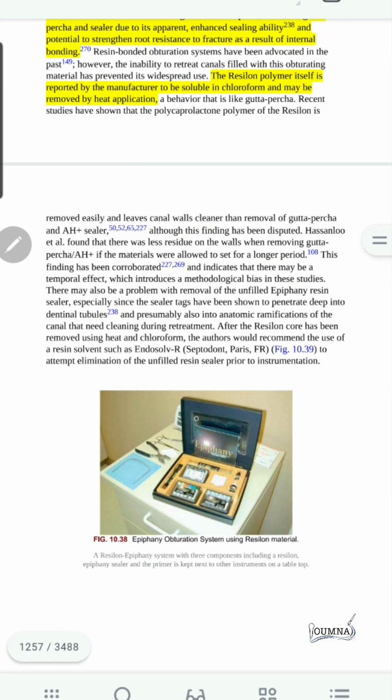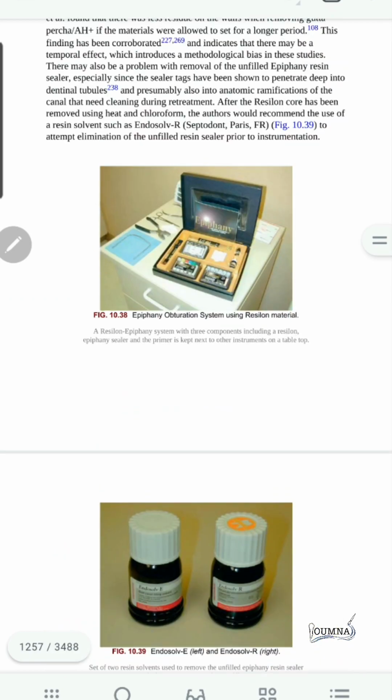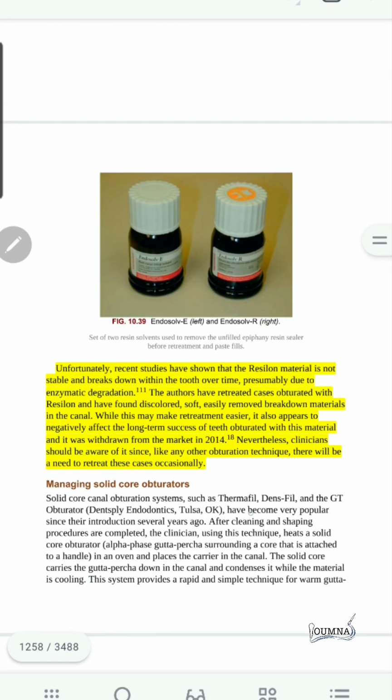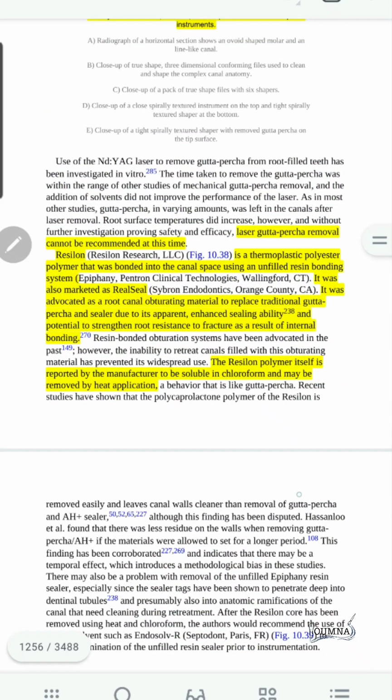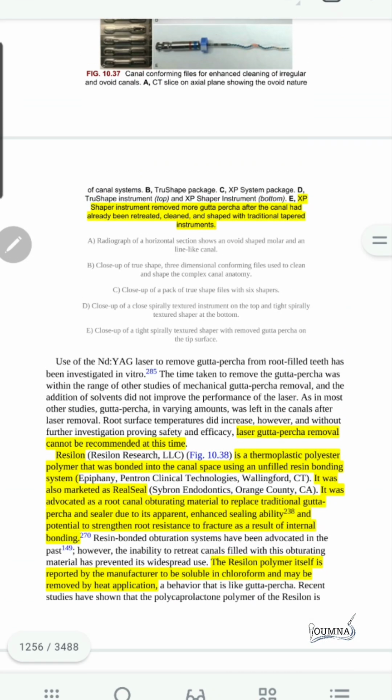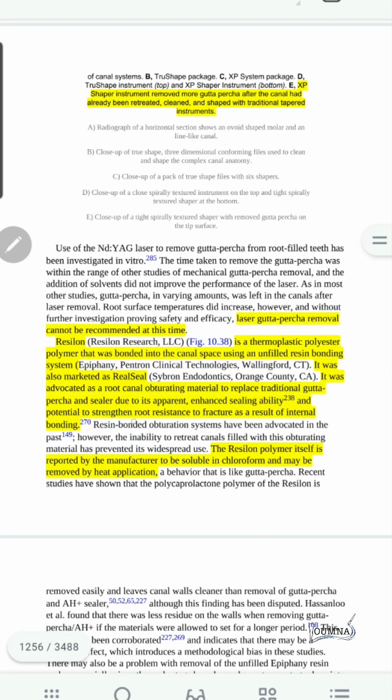Here there is a material that we need to talk about. They stopped using it from 2014. It's called Resilon. It was suggested that this material is an obturation material on its own. The reason for choosing it is its resin bonding effect, which means that we get the monoblock effect, where the root and the obturation material become one, and it was said that it strengthened the root and increased its resistance to fracture.